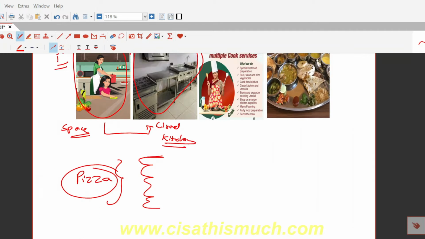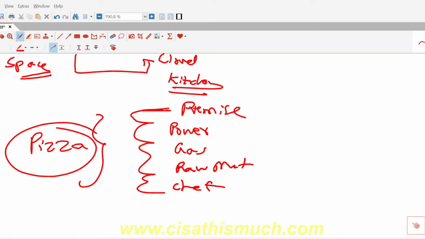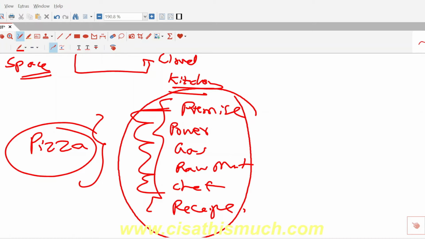What I'm trying to say here is that when I want to make a pizza or a burger or french fries or whatever, I need to have the premise, the facility to make that food. I need to have the electricity, the gas, the raw materials, the chef, the recipe, right? Irrespective of whatever you want to make, you will require each and everything.